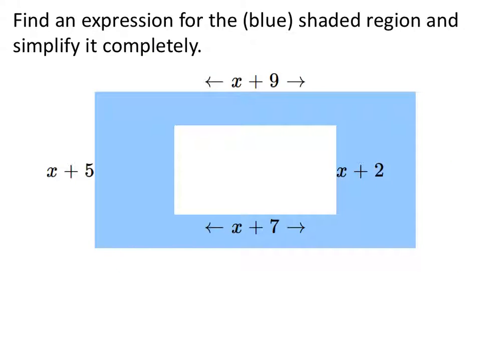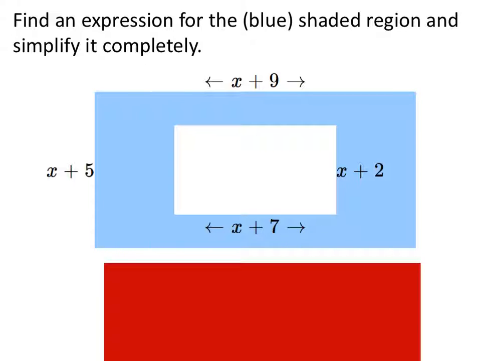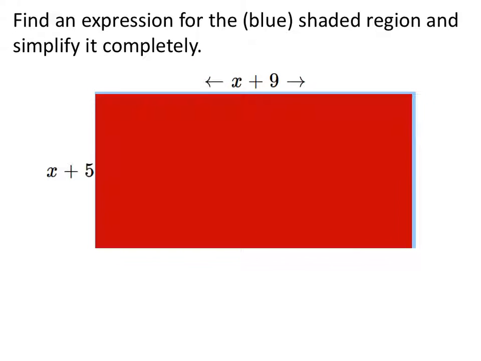This one just wants us to find the area of the blue region, not the middle part. So what we're actually going to end up doing is treating this like it's just a full rectangle and ignore that part that's in the middle that's been cut out, right? And once I find the area of this red part, then I can take it and subtract that white part out of it, okay? But we do need to find the area of this full rectangle first, which would be length, so I'm going to say that's x plus 5 times width, x plus 9.